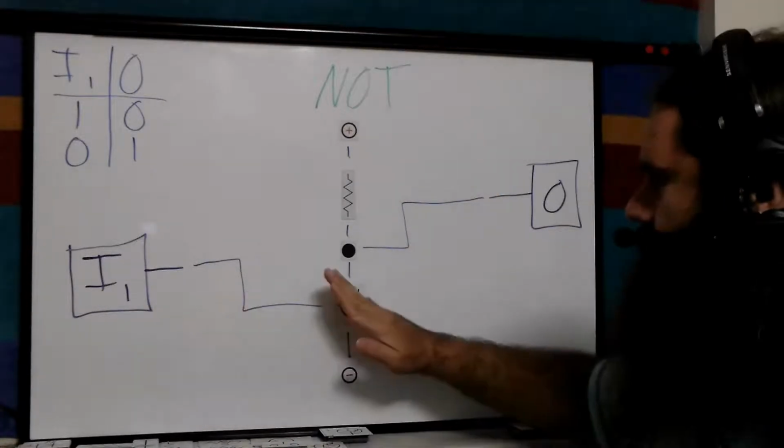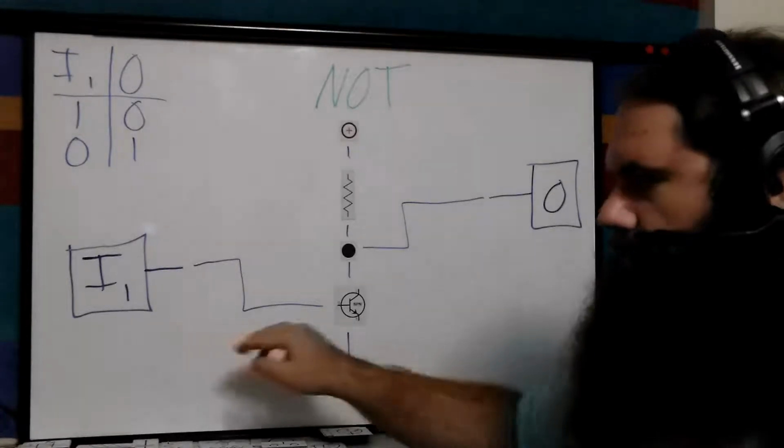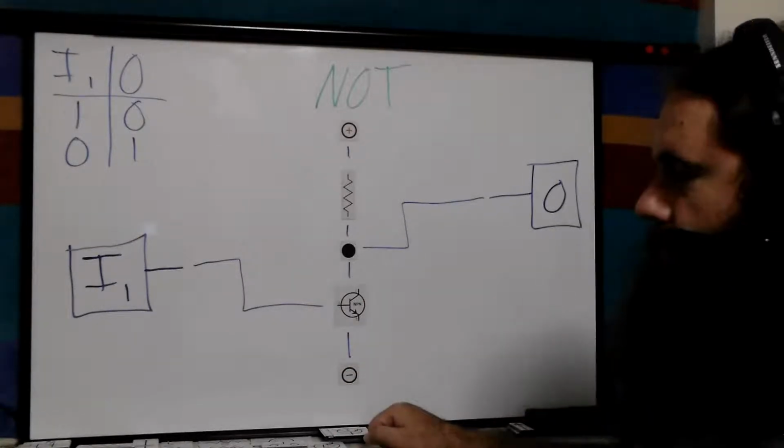So when this is low, this is not conducting, and we have that. So high here, low here, high here, matches our truth table. So that is a NOT gate.